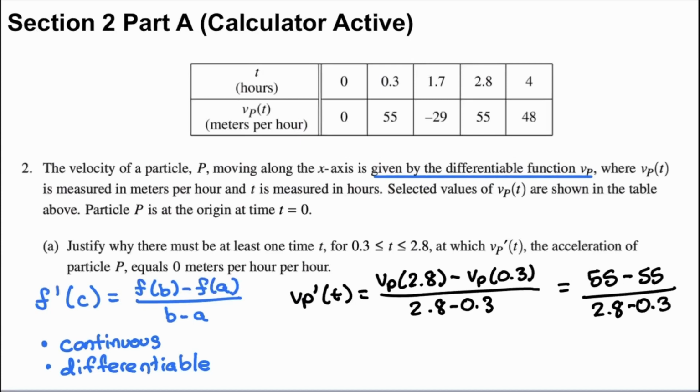We're going to have 0 in the numerator, so it doesn't matter what it is in the denominator. It's not going to be indeterminate. It's going to be 0 over some constant. So we get that VP prime of t is equal to 0, meaning that yes, there will be at least one time t over the interval where the acceleration is 0, and you do have to write a written explanation.